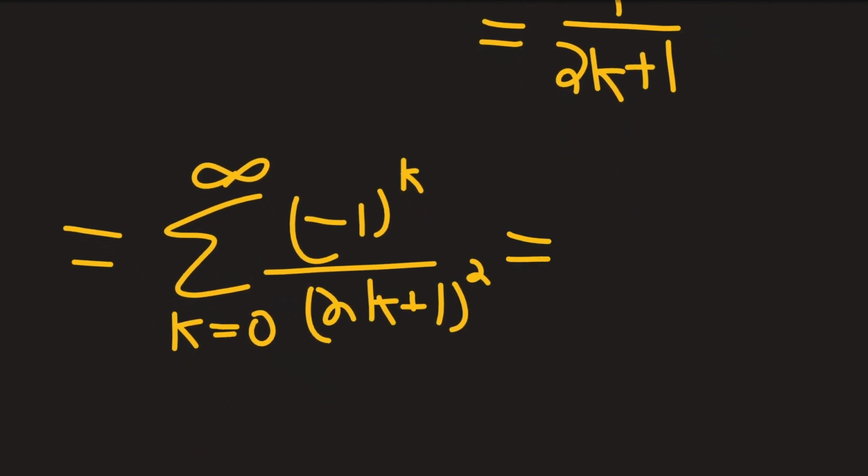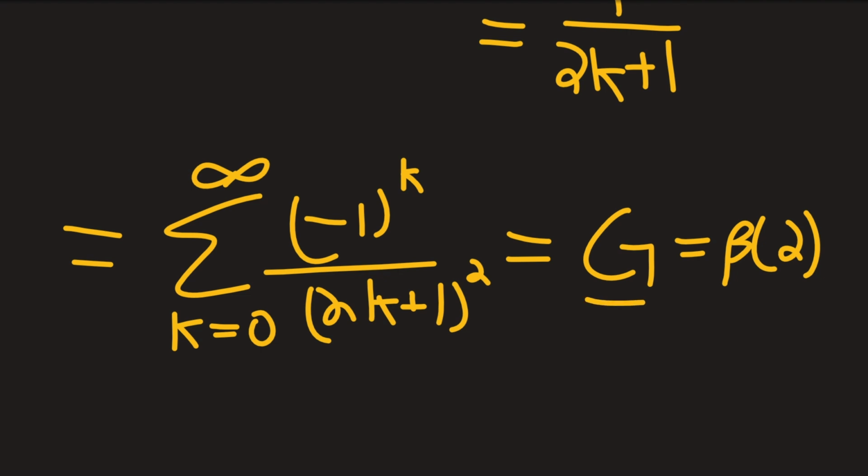And this is more or less where we're going to stop, because this is the definition of Catalan's constant, denoted by a big capital G. And do note that this is also the Dirichlet beta function evaluated at 2. But yeah, that's what the integral is equal to. It's just equal to Catalan's constant or the Dirichlet beta function of 2.